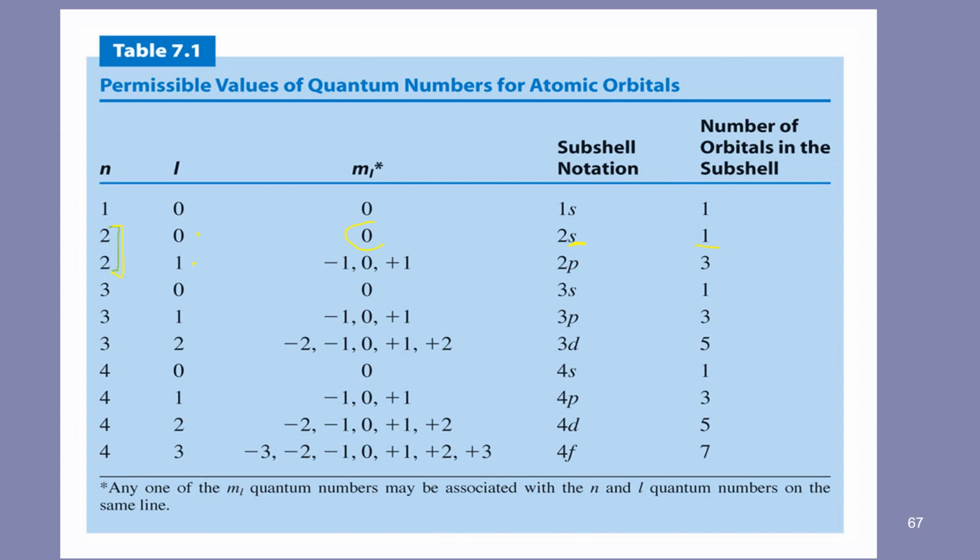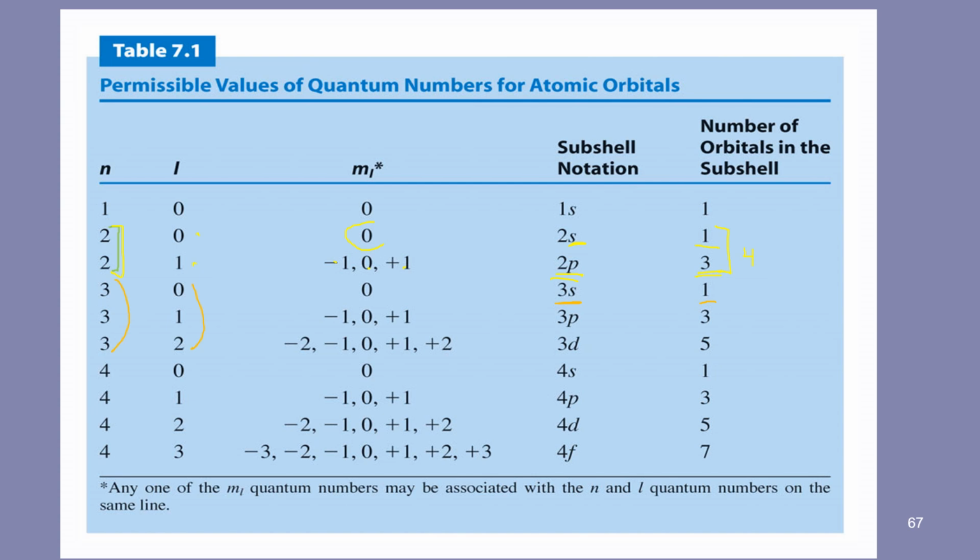But if N equals 2 and L equals 1, that tells me I'm in the 2p subshell. There's 3 possibilities for M sub L, which means there are 3 orbitals on the 2p subshell. So total on the second shell, I actually have 4 orbitals, 2s and 2p, 1 2s and 3 2p's. Okay, now when I go to the third shell, L can be 0, 1, or 2. If it's 0, then I'm in a 3s, and there's only 1 orbital, 1 possibility.